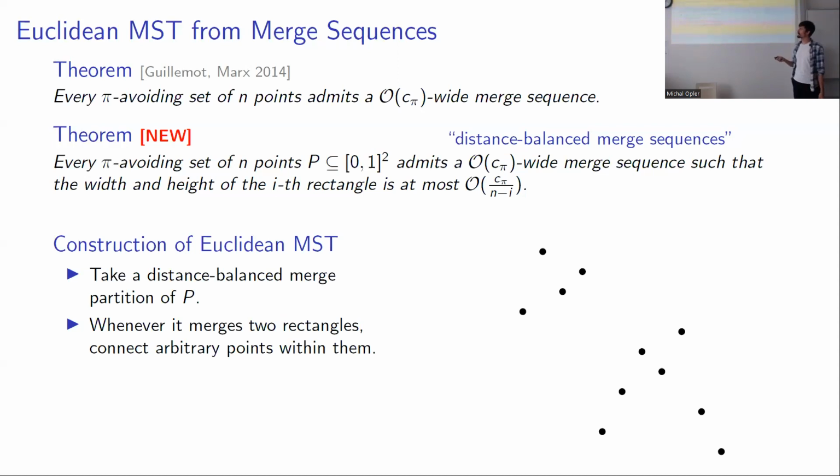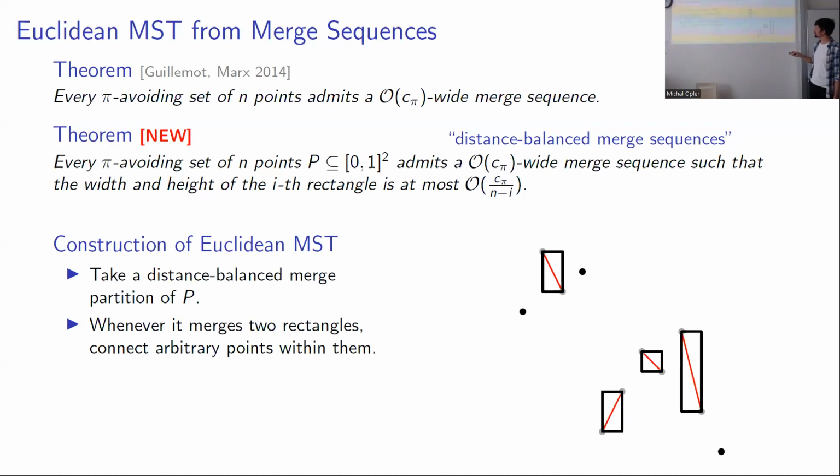You just take a distance balanced merge sequence, you replay the merge sequence, and whenever you merge two rectangles, you just connect arbitrary 2 points. So just, right, you connect 2 points, connect 2 points, connect 2 points. Here you merge this with this rectangle, so you connect arbitrary 2 points within the new rectangle.